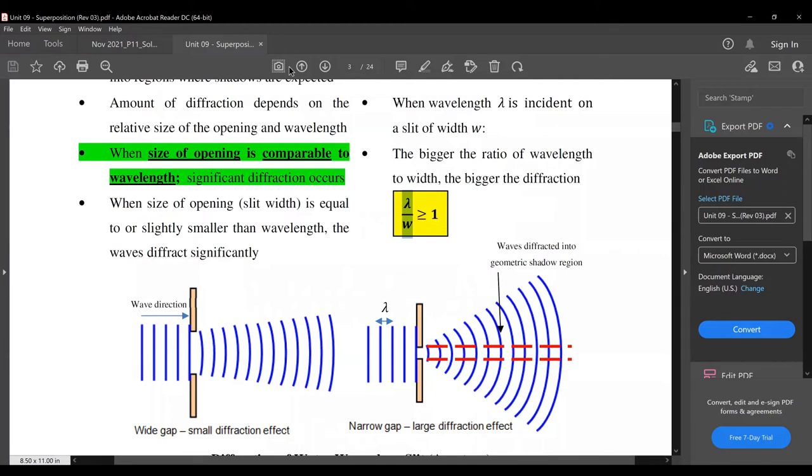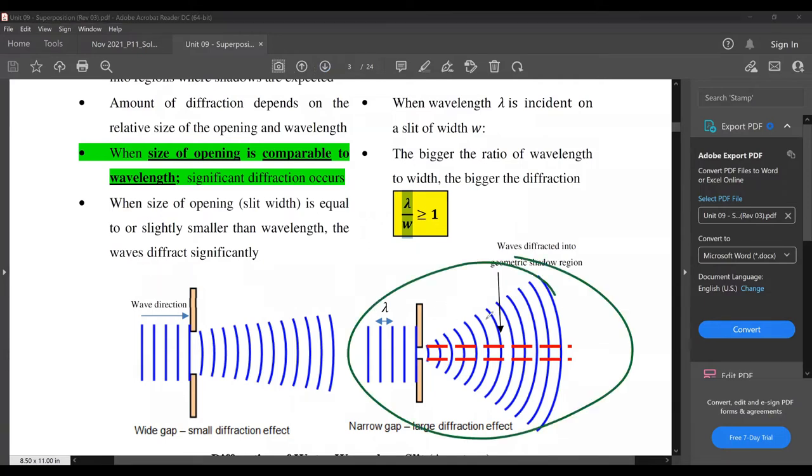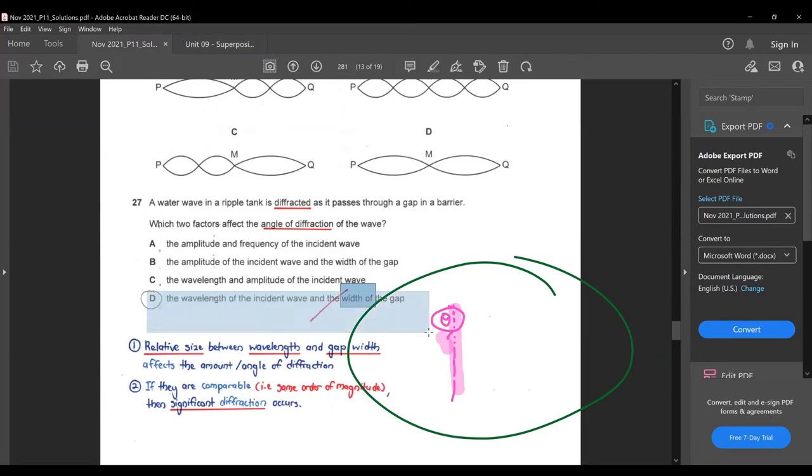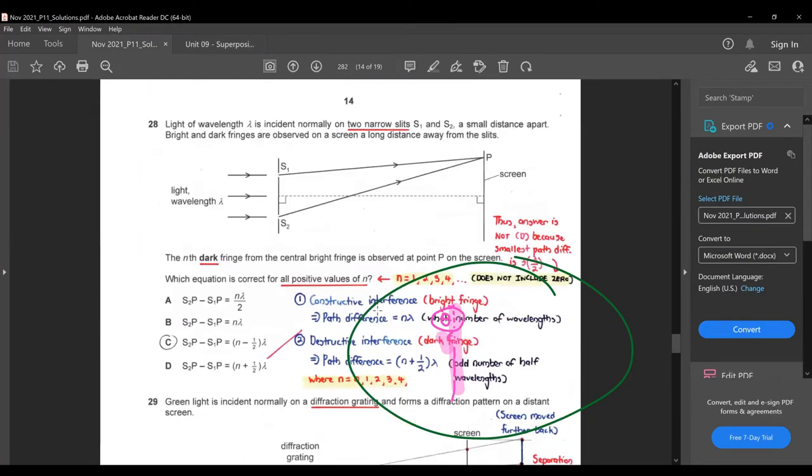Angle of diffraction refers to this. If this is your wave passing through the barrier and it diffracts, the angle of diffraction looks kind of like this. If you draw a straight line like this, this is your wave that is bent, right? This is your normal line, the original line, right? This is your angle. So the more bending you have, the bigger your angle. That's why we call this the angle of diffraction: how much your wave has bent from the original straight line. So the answer for 27 is D, wavelength and width of the gap. Okay, so that one is okay.